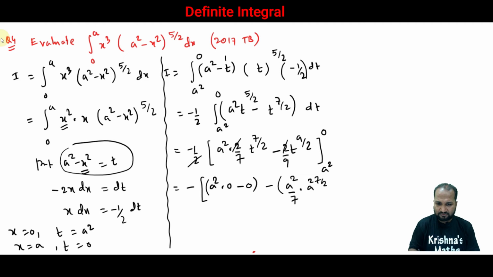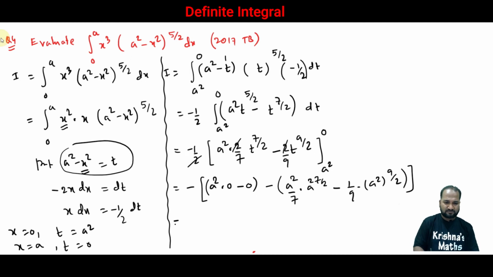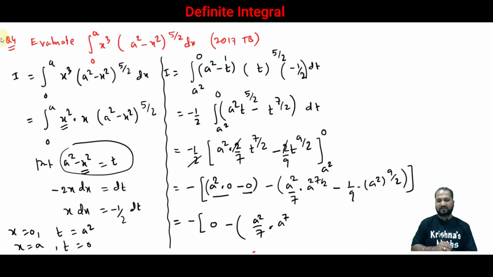A square raised to 7 by 2, minus t into 1 by 9, t is a square raised to 9 by 2. Correct? So this is equal to minus of, this is 0, this is 0. So this is 0 minus a square upon 7 into a raised to 7, a square upon 7, a square raised to 7 by 2 will be a raised to 7, minus 1 by 9 into a raised to 9, this 2 and this 2 will get cancelled. This will be a raised to 9.